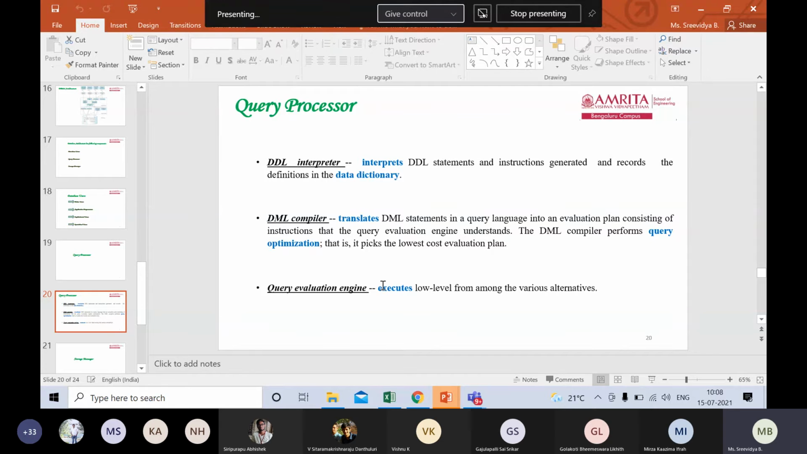Then in the query evaluation engine, QEE, what happens is that it is responsible for executing the best query. When a user enters one SQL query, this has equivalent evaluation schemes given in the database architecture. Whichever is the optimal one is picked and executed by this query evaluation engine. So that's the job of a query evaluation engine.